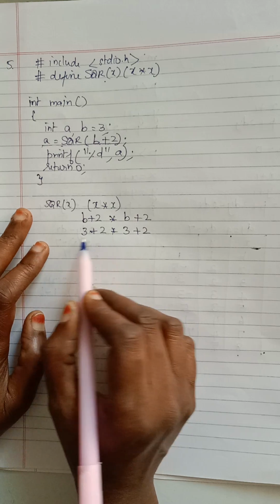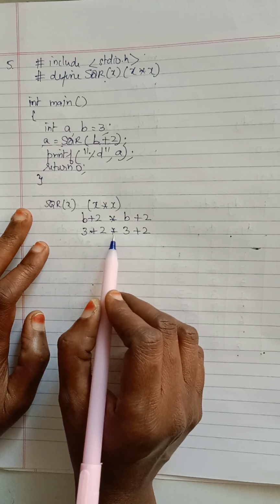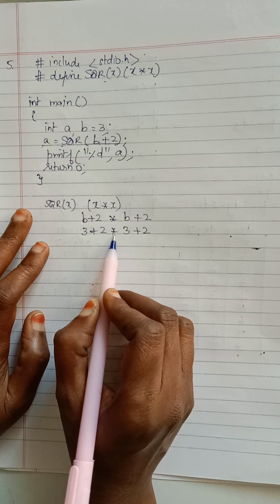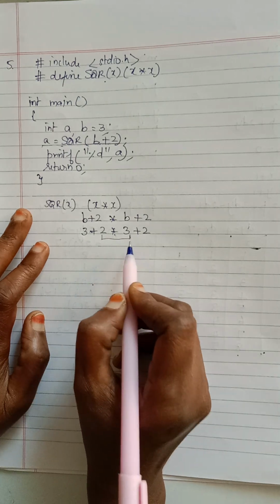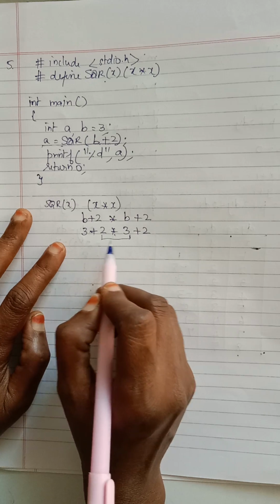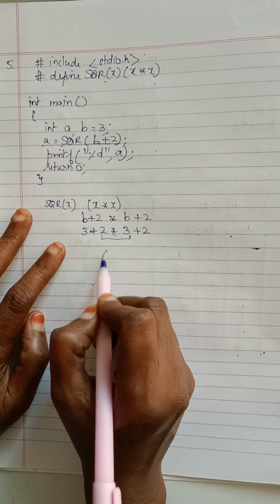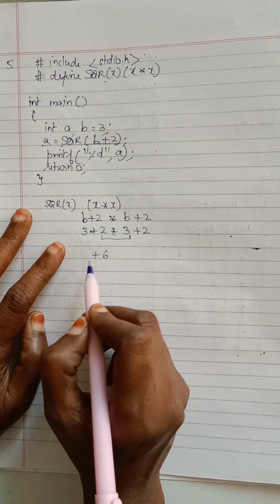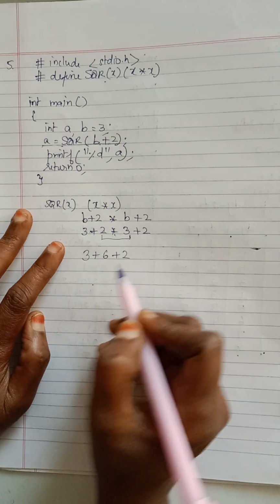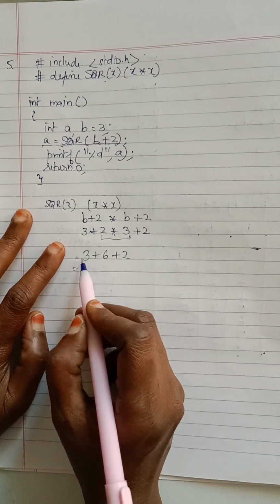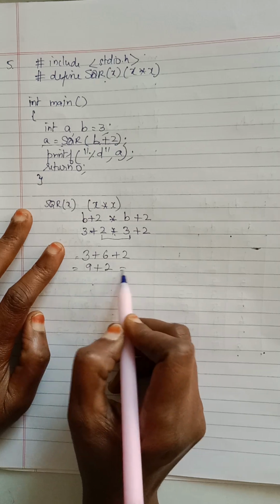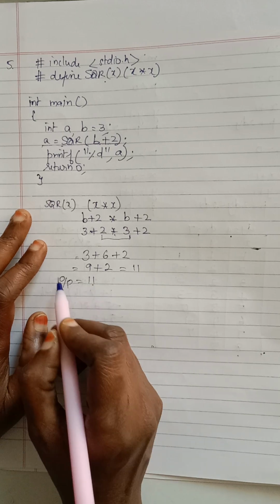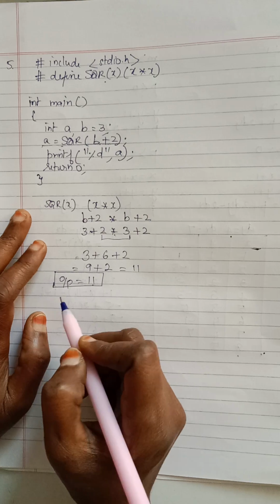According to the rule of precedence of operators, which is having more precedence, plus or into? Into is having more precedence, right? So into only will be evaluated first. So you evaluate 2 into 3, which is 6. Then next only the plus operator has to be evaluated. So 3 plus 6 is 9, 9 plus 2 is equal to 11. So the output is equal to 11. The value will be 11 only.